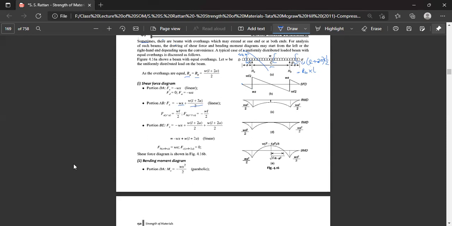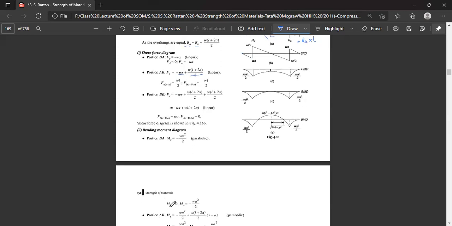At the point D, if we put x equal to 0, the bending moment will be equal to 0. And at the point A, where x is equal to A, the bending moment will be minus Wa squared divided by 2. So the bending moment will be parabolic in shape and negative in nature. It is 0 at the point D and becomes Wa squared divided by 2 at the point A, but it is negative.